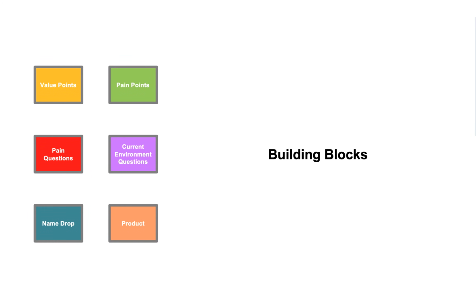One way to use all of that is to get your hands around a concept called building blocks. If you'll notice on the left side, all of those steps that we went through created a different category of bullet points, and I put those bullet points together into what I call building blocks. So there's a value points block, a pain points block, a pain questions block, current environment, name drop, product, and whatnot. These are all building blocks. And now that we have these building blocks, we can use them to build a bunch of different documents.